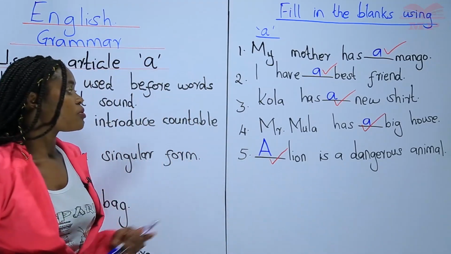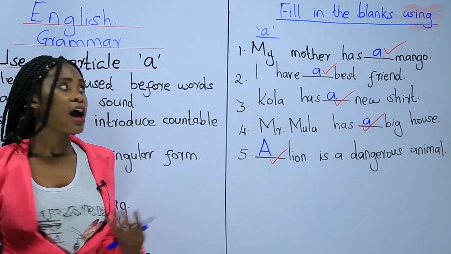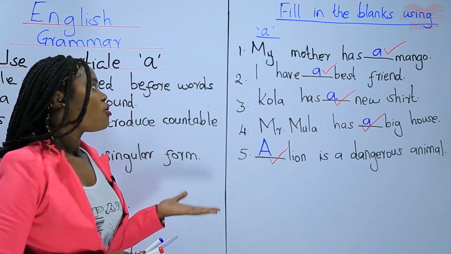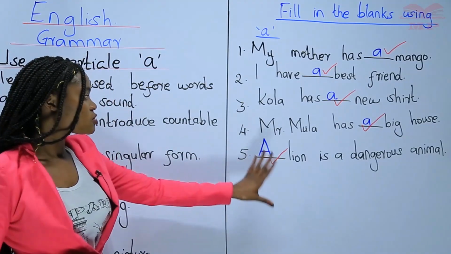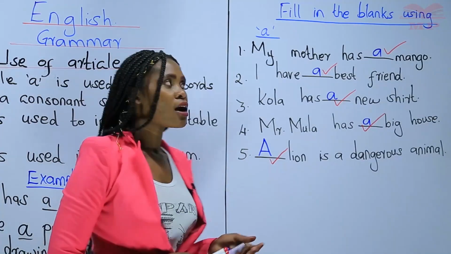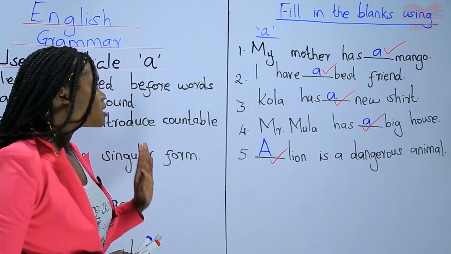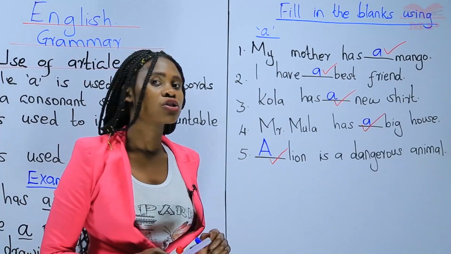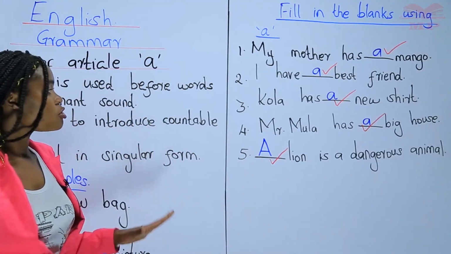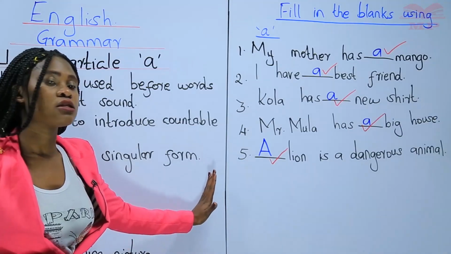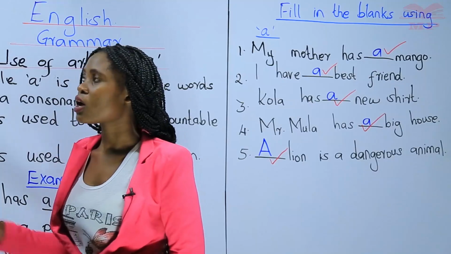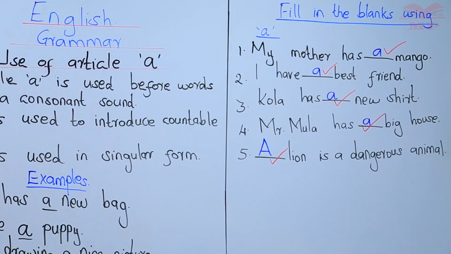So this is what you are supposed to do. Simply fill in the blank spaces with a, or article a. So if you've scored everything, good work, well done. But if there is something that you've missed out, please make sure that you are doing the corrections. I am still going to add you more work on article a. So get ready with your exercise book and copy the questions.